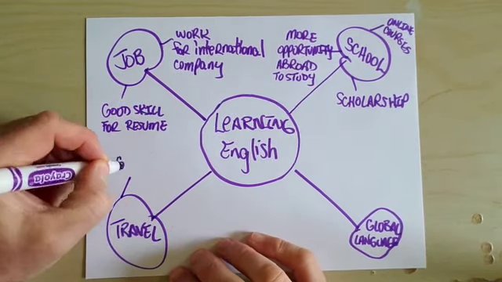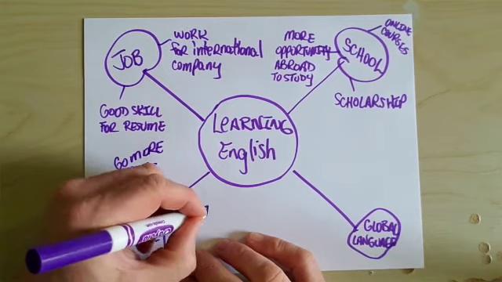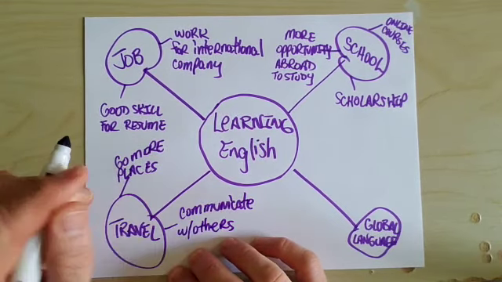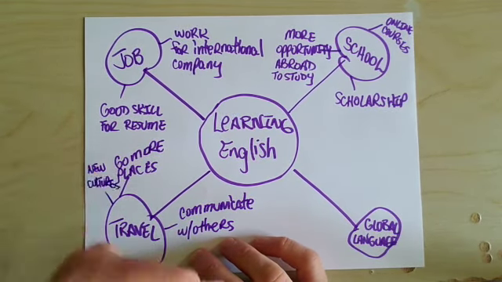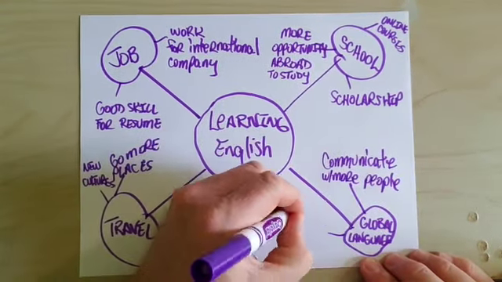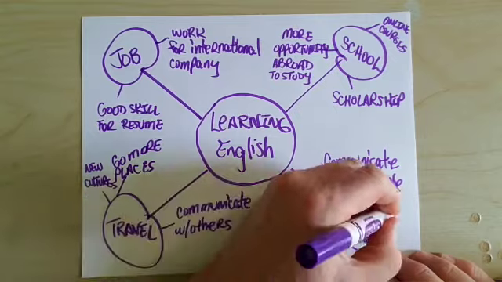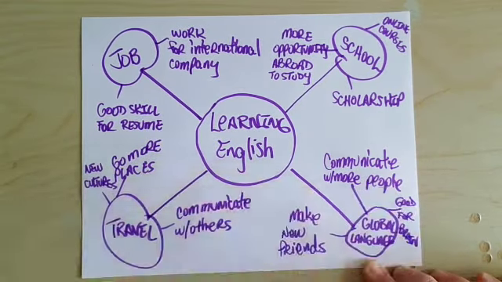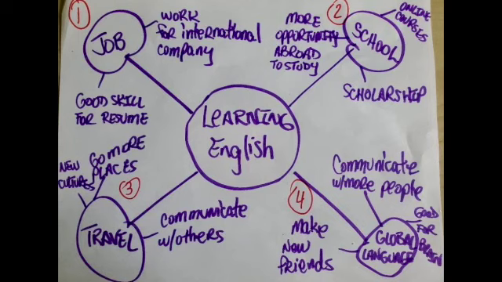Learning English can help me travel to more places, help me communicate with others, and explore new cultures. Lastly, global language. English can help me communicate with others, make new friends, and it's good for my brain to learn another language. Woohoo! I got my ideas! Here's my mind map all drawn out for you.